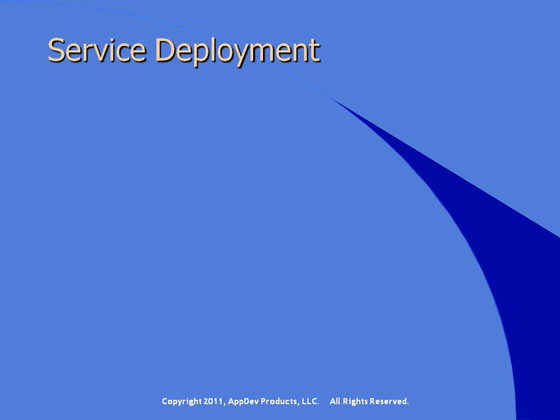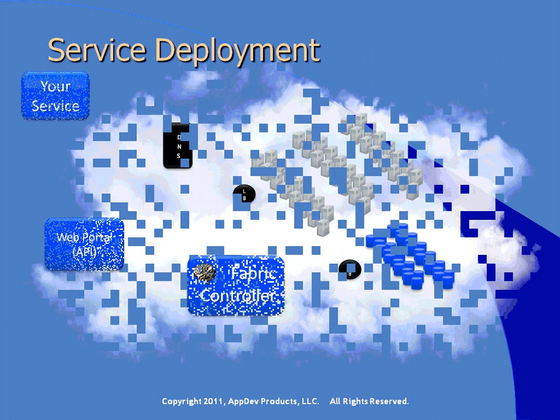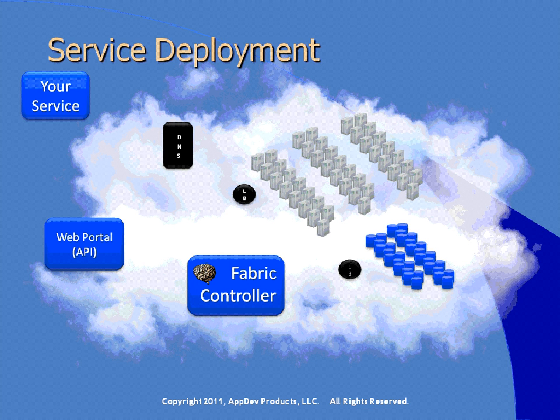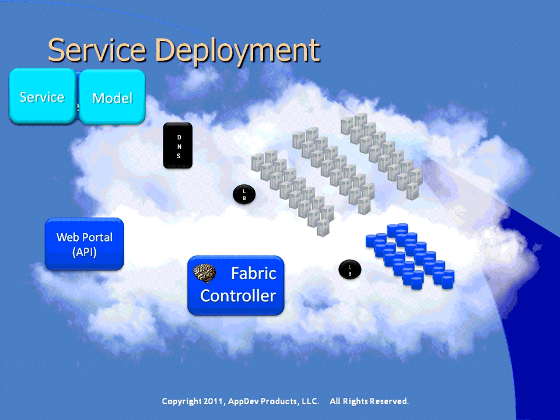Now let's take a look at the service deployment. It's so easy, even a CEO can do it. From a service deployment perspective, you have the service, which is the application you want to run. You also have the model, which is the service configuration, which, among other things, specifies what the service looks like and how many instances you want to run.